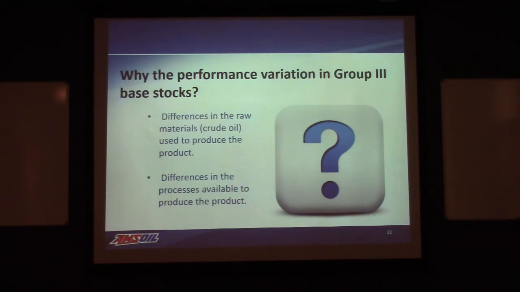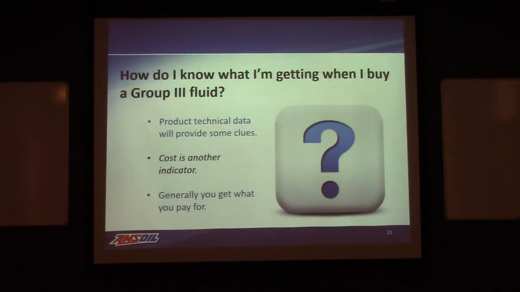Okay, why do performance variations occur? We've kind of talked about this too. The difference in the raw materials, the crude oil, depends on where it comes from, because the makeup is going to change. And the actual refining process that these raw materials were exposed to.